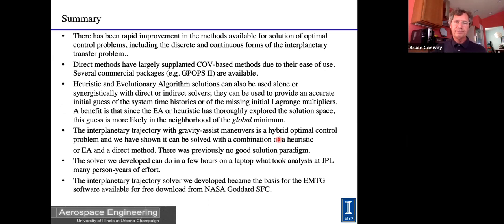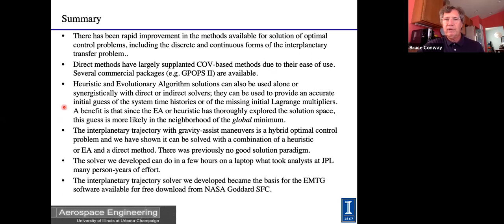So in summary, just in my career, there's been a dramatic improvement in the methods that are available for solving optimal trajectory problems of any type, not just interplanetary transfers. The direct methods are generally much better than the calculus of variations-based methods because they're just more robust than solving a 2-point boundary value problem.